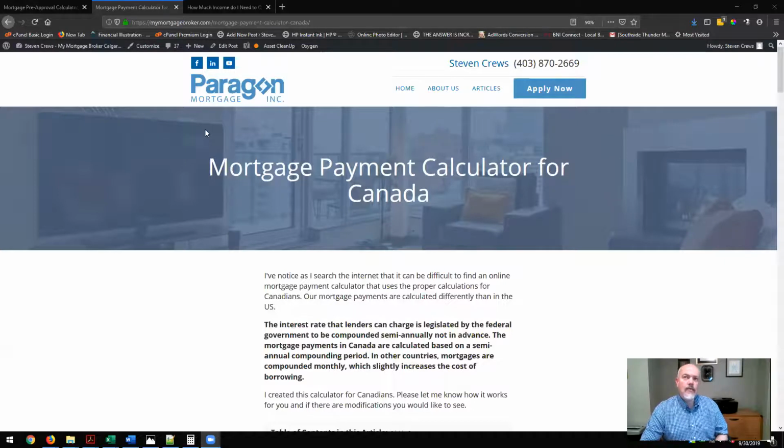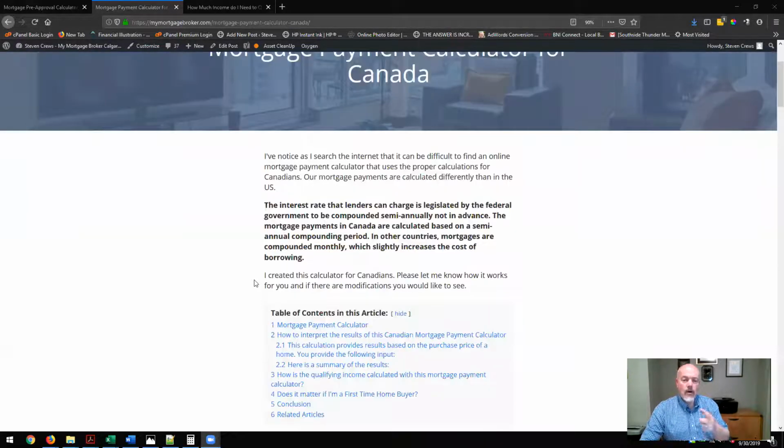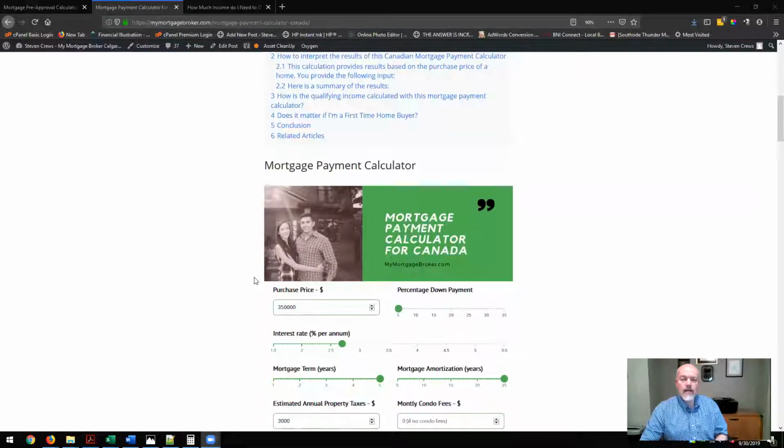In Canada, there's a couple of lenders who do compound their mortgages semi-annually, but those are for variable rate mortgages, and they will compound those monthly, and you have to keep an eye on that because it makes the interest rate slightly higher than if it was compounded semi-annually. In Canada, the interest rate is actually legislated. So for a traditional fixed mortgage, all mortgages have to be compounded semi-annually, not in advance, and that is required by the legislation. So on this page, I have a calculator that's near the top.